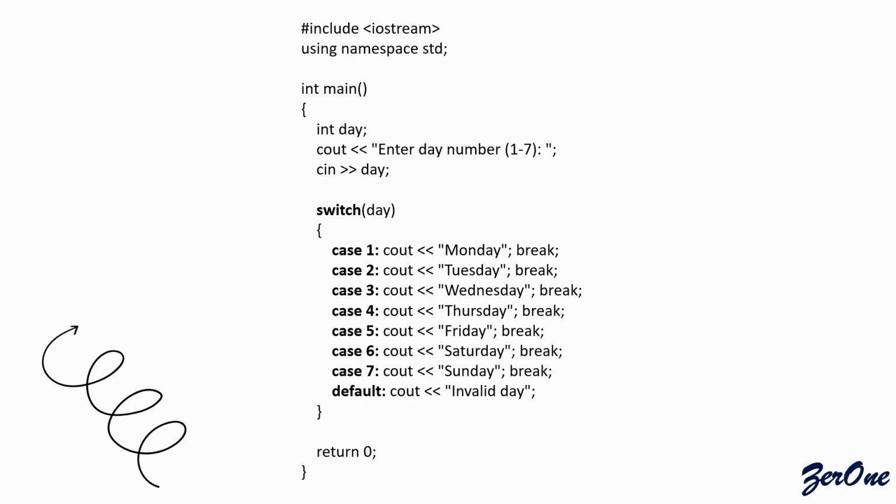Now let us see a simple example using numeric values. The user enters a day number. The switch checks the value. 1 prints Monday, 2 prints Tuesday, 3 prints Wednesday. If the number doesn't match, the default prints invalid day.